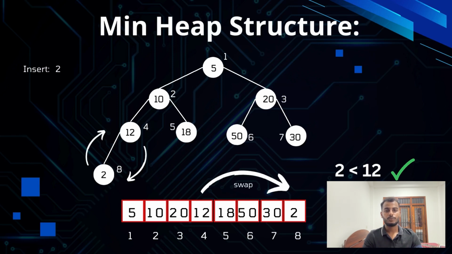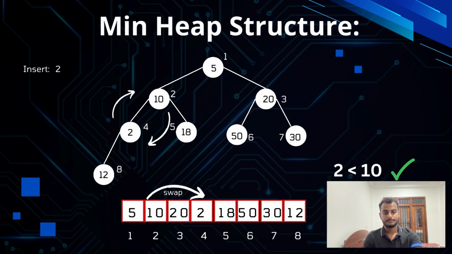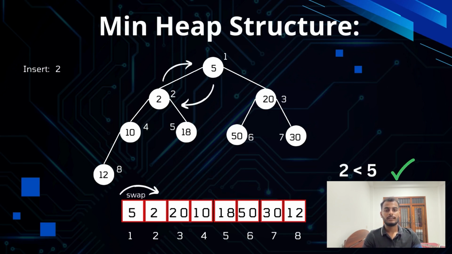We compare 2 with its parent 12, and since 2 is smaller, we swap them. The tree now looks like this. Next we compare 2 with its new parent 10. Since 2 is smaller, we swap them again. Finally we compare 2 with the root node 5. Since 2 is smaller, we swap them as well. And our tree now looks like this. Now the tree is a valid min heap again, with 2 as the root.